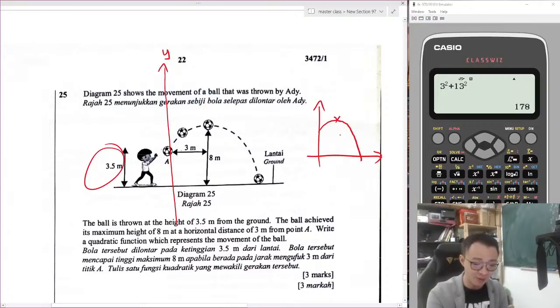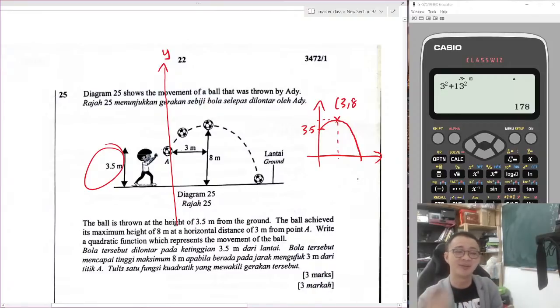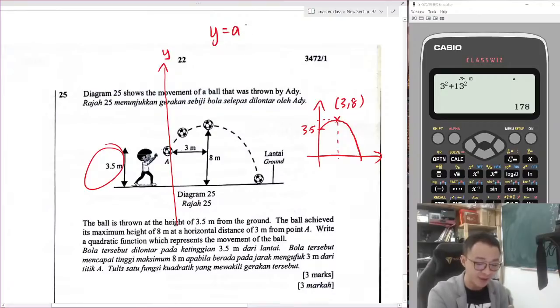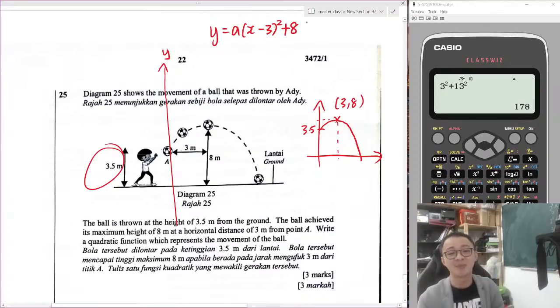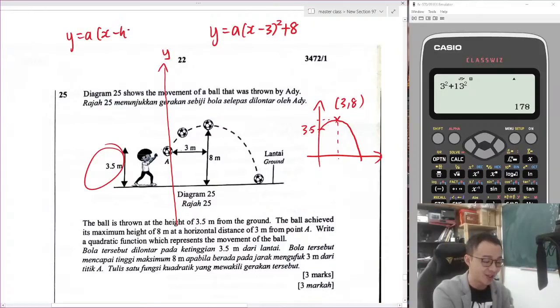So at least I know the maximum is 3 meters from the y-axis, so this is 3, and the height will be 8. And the y-intercept is 3.5. Alright, this is all the information I have. Since I have the maximum and this is a quadratic graph, I will use completing the square. y equals a(x minus 3) squared plus 8. This is what I sub into the completing the square formula, which is y equals a(x minus h) squared plus k.